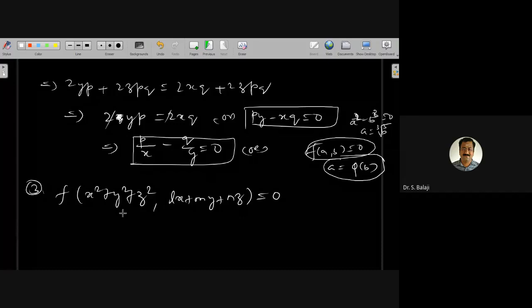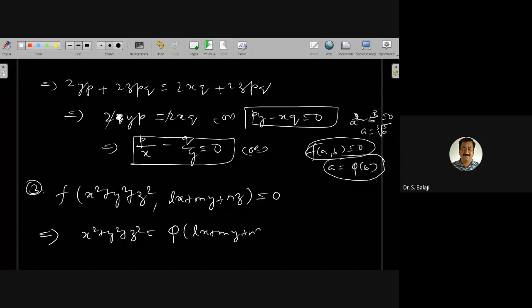So in that manner, here you have a function of x square plus y square plus z square, comma, another expression. Two things are present here. Therefore, from this you can write x square plus y square plus z square as some other function of lx plus my plus nz. Here phi is an arbitrary function.